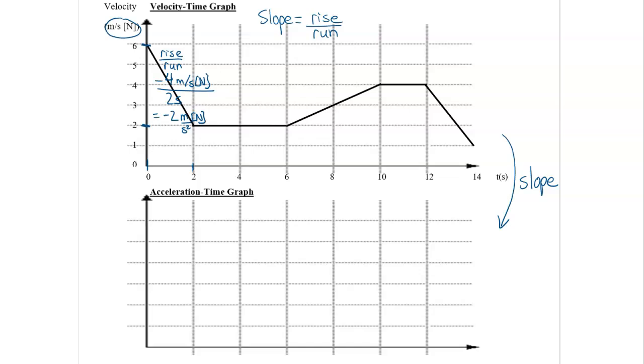Here we can clearly see that the slope of this next segment is 0 meters per second squared. For the same reasons, the units are meters per second squared as they will be for all of these, but the rise is 0. So it's clearly going to be 0 meters per second squared.